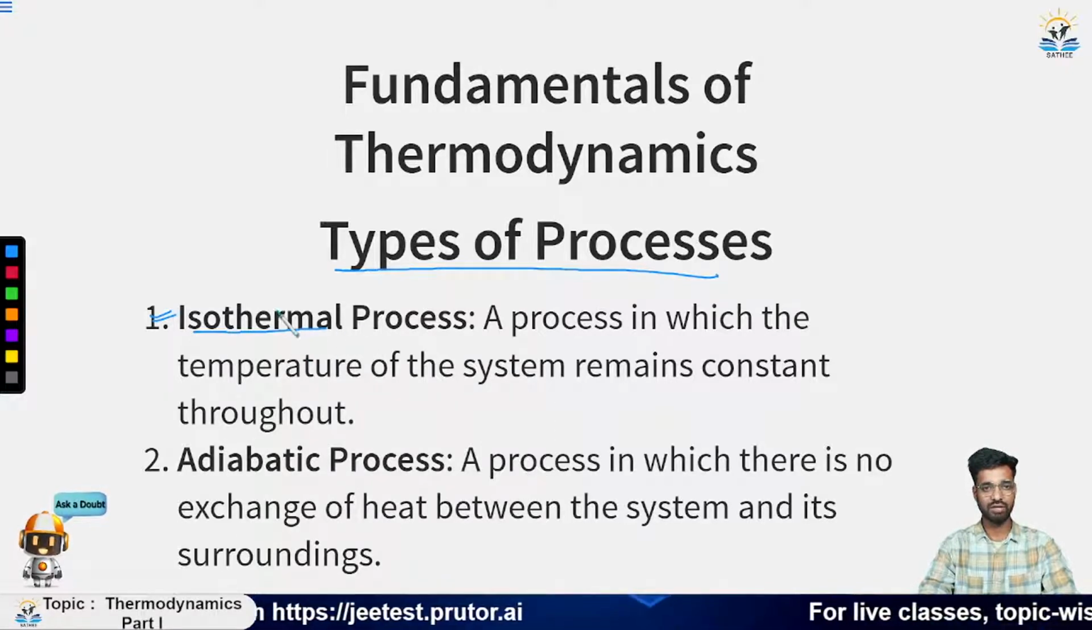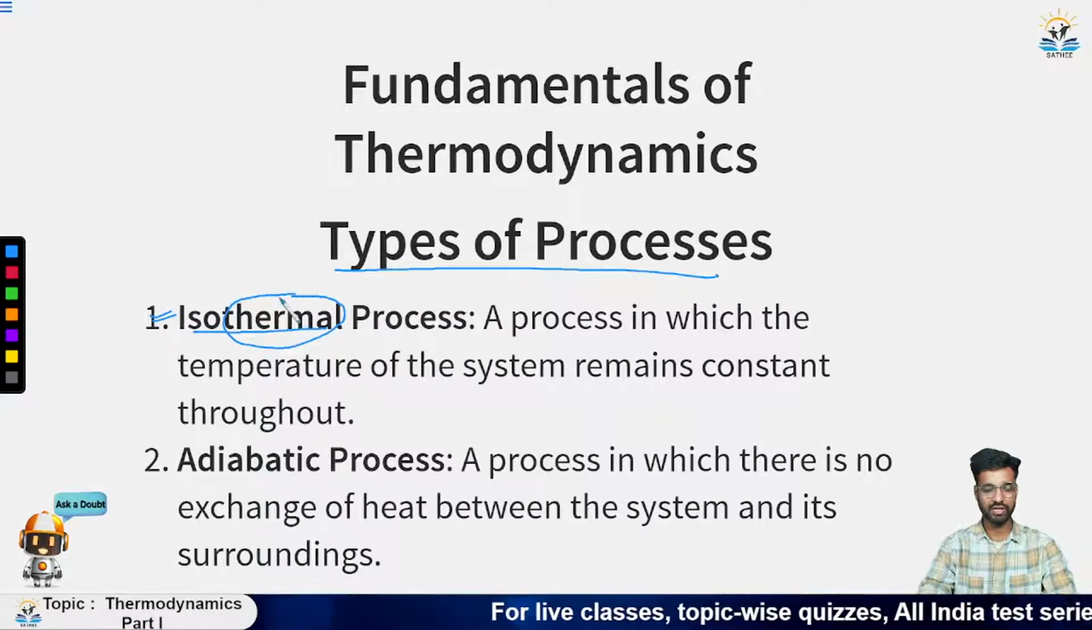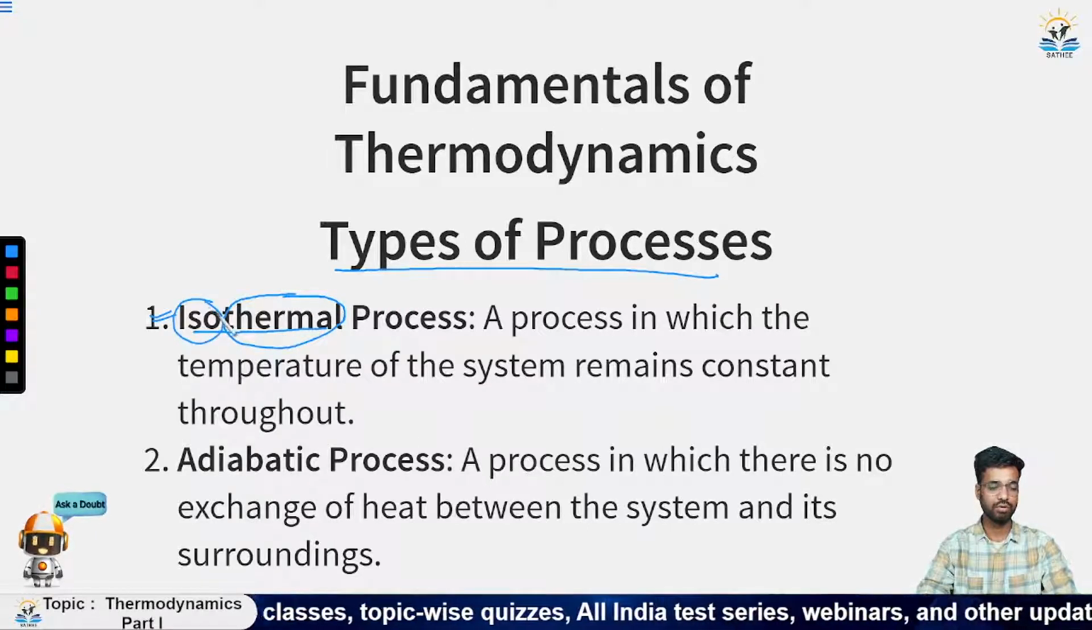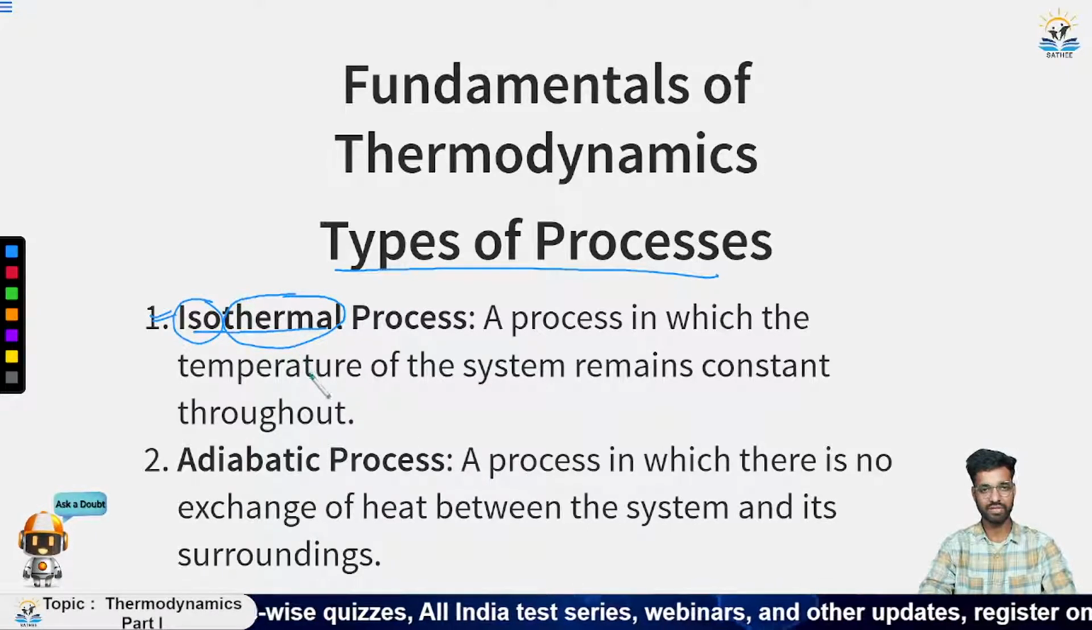So the first one is isothermal, where thermal means heat, or you can say temperature more accurately. So not heat, temperature. And then iso. So the process which is having the same temperature throughout the process is called an isothermal process.